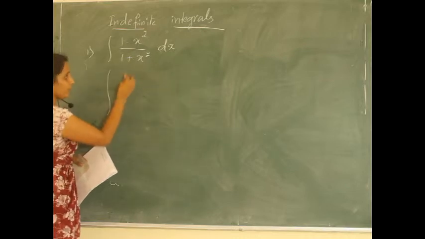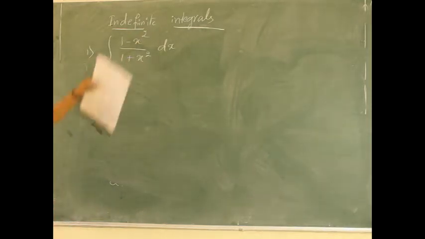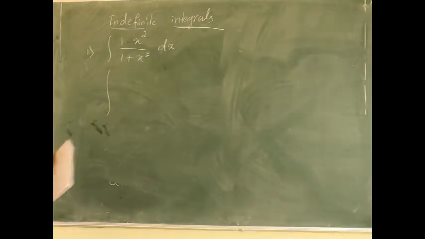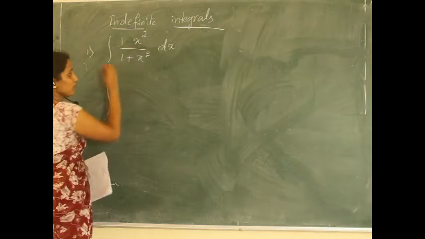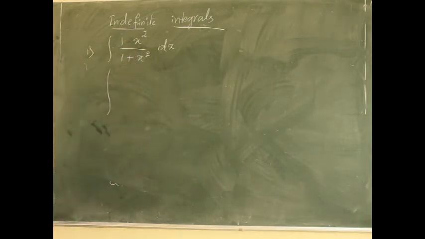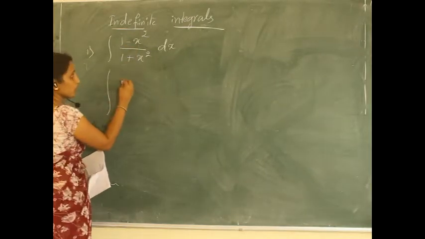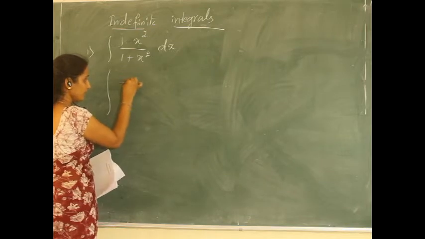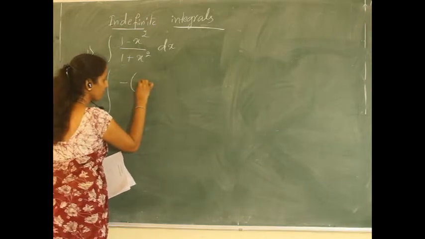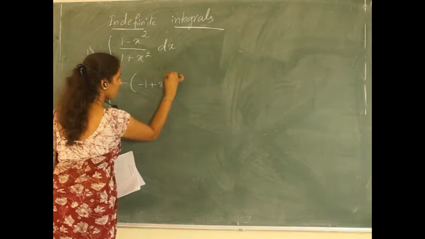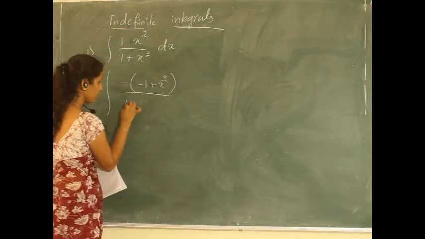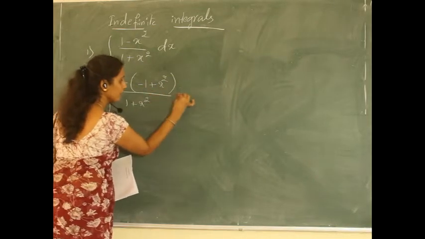First, 1 minus x square is in the form a square minus b square, and we cannot solve it that way. So we'll convert 1 minus x square to the 1 plus x square form. First take the minus sign outside, then the remaining will be minus (1 plus x square) divided by 1 plus x square dx.